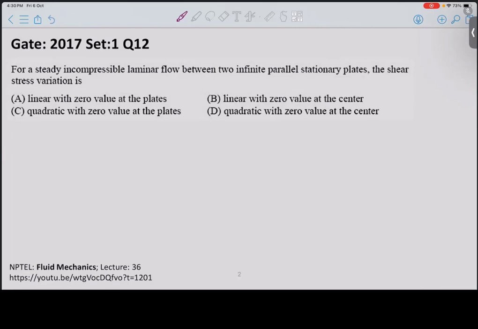GATE 2017, Set 1, question number 12. For a steady incompressible laminar flow between two infinite parallel stationary plates, the shear stress variation is: A, linear with zero value at the plate. So it will look like this. B option will be, it may look like this. No, B option is linear with zero value at the center. It will be like this.